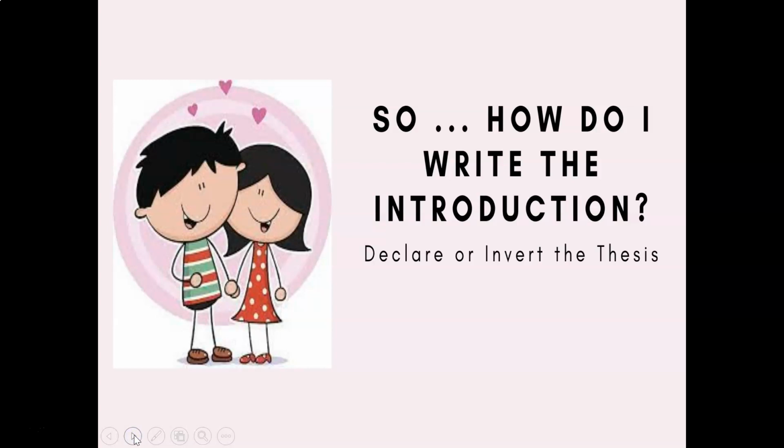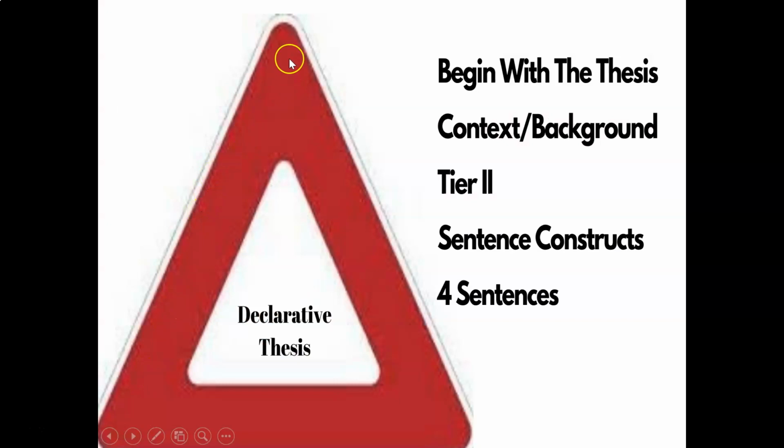And you can declare or invert the thesis. So let me show you exactly what I mean by this. So when you declare, you can begin with the thesis. Just answer the essential question out of the gate. Just boom, drop it, right? From there, you've got to provide a little bit of context and background. I do like to see a fair amount of tier 2 level vocabulary. And what I mean by that is just your average run-of-the-mill SAT level words, and then maybe a little bit of colloquial and vernacular depending on how you position yourself in this.